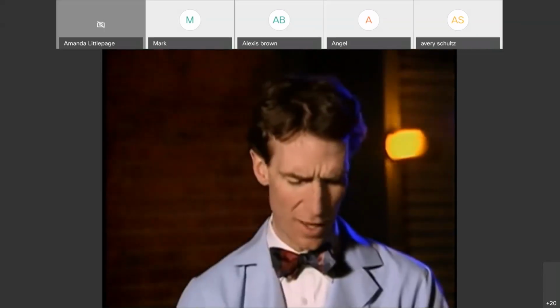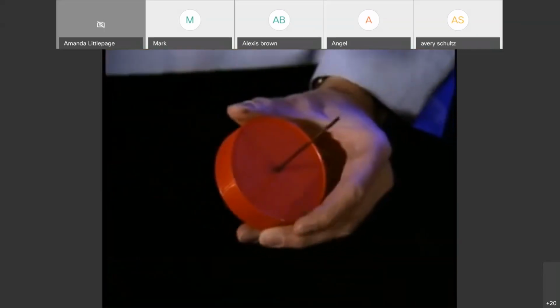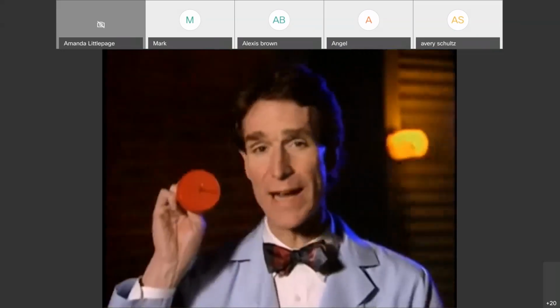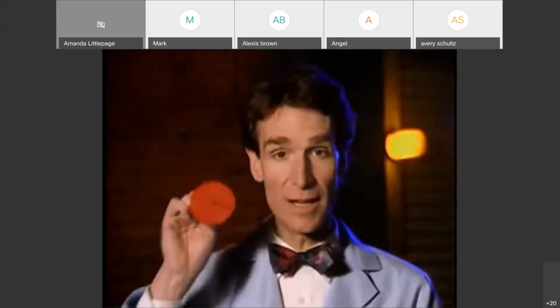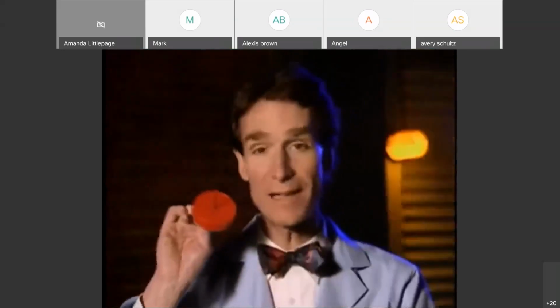Oh, look at that. Now that right there is a great hole in a peanut butter jar lid for a coat hanger. That is a great coat hanger.